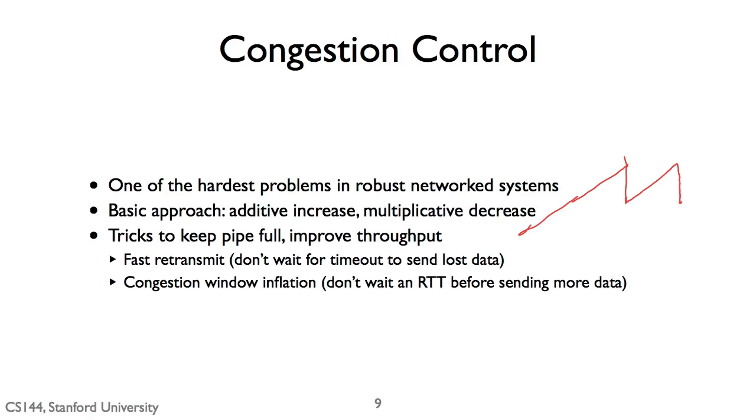There are things like fast retransmit: don't wait for a timeout, just resend quickly. And also things like congestion window inflation, where I don't want to waste a whole round trip time waiting for the fast retransmit acknowledgement. I know stuff's leaving the network, so I'm going to start sending out some new packets. I'm allowed, since these packets have left the network.